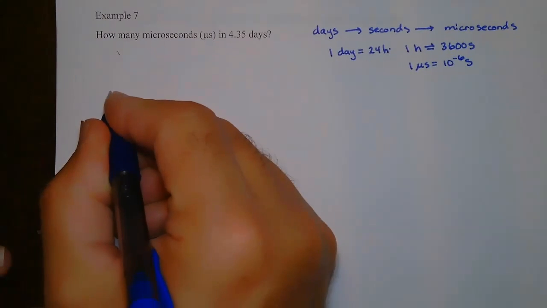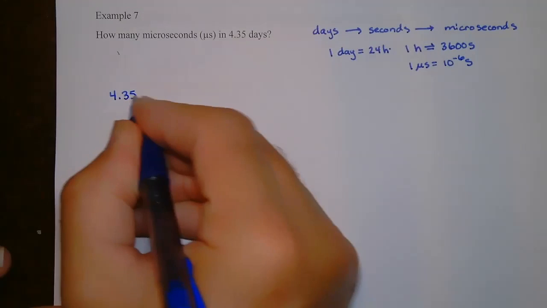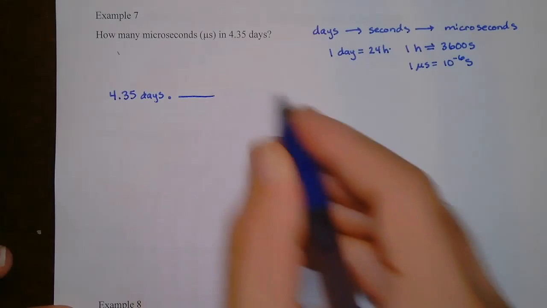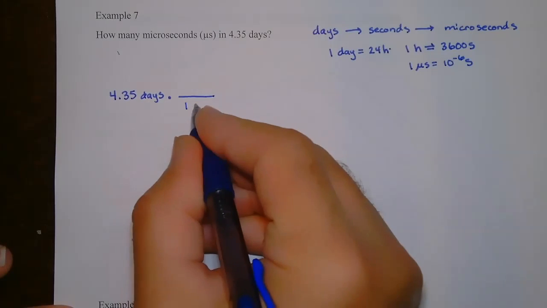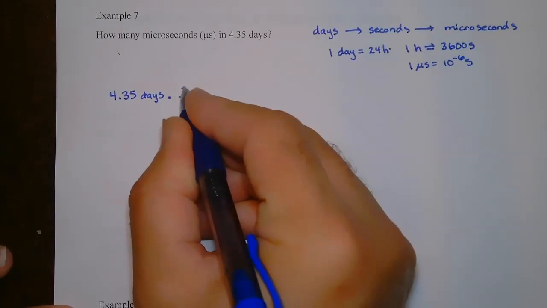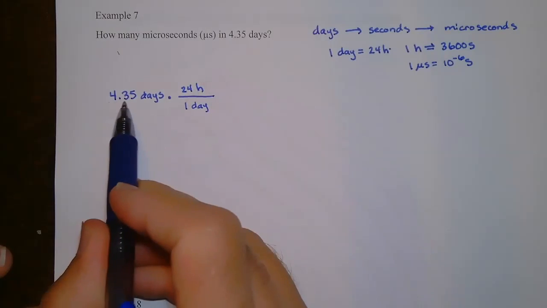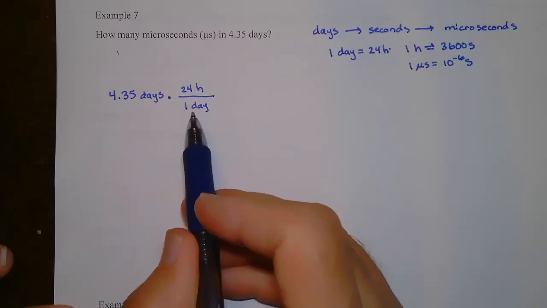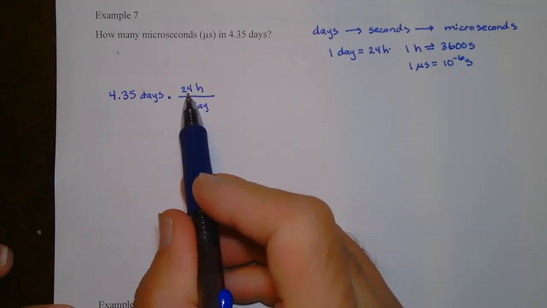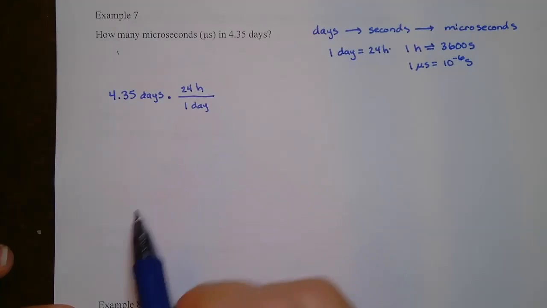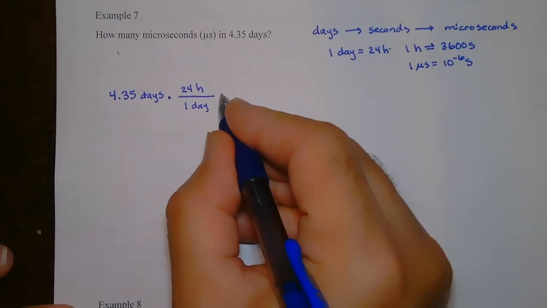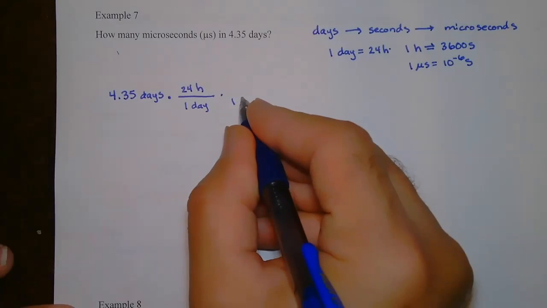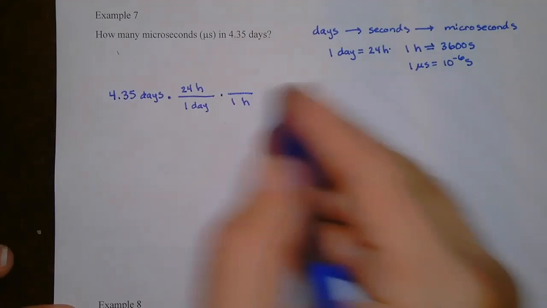Okay, so we're going to go 4.35 days times 1 day is 24 hours. Now I want to say something about this. 4.35 days, that's 3 significant figures. This 1 day and 24 hours, those are both exact. 1 day is defined as 24 hours. This has infinite significant figures, okay? So now we have hours, and now we're going to go hours to seconds. So 1 hour over 3,600 seconds.